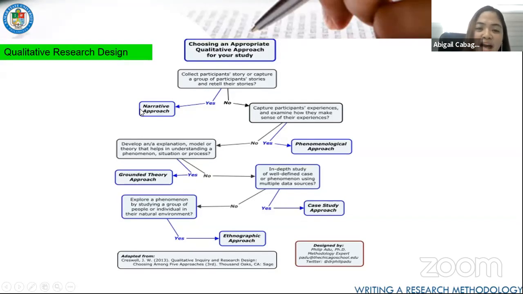But if your purpose is not to capture the story of a participant, however you want to capture participants' experiences and examine how they make sense of their experiences, then you can make use of the phenomenological approach. Now, if you do not just want to examine their experiences and you want to develop an explanation, or a model or a theory that helps in understanding a phenomenon or a situation or process, then you are going to use the grounded theory approach.